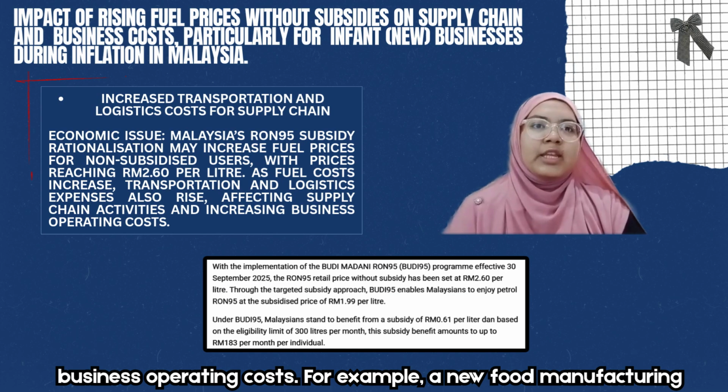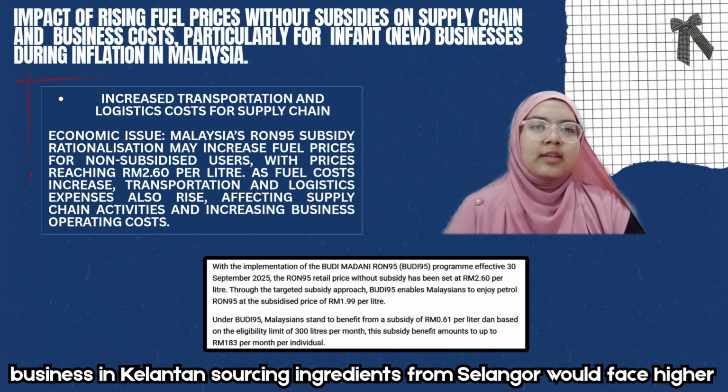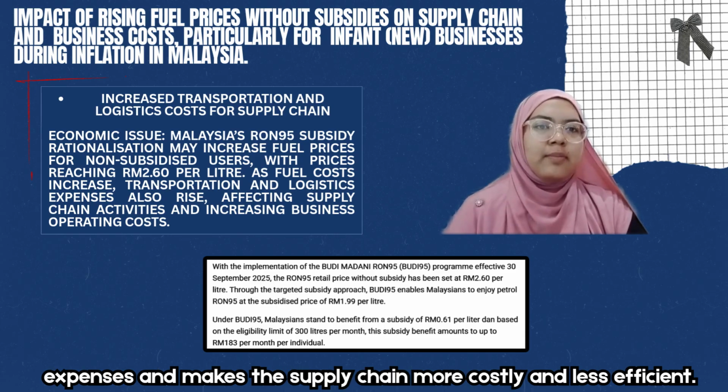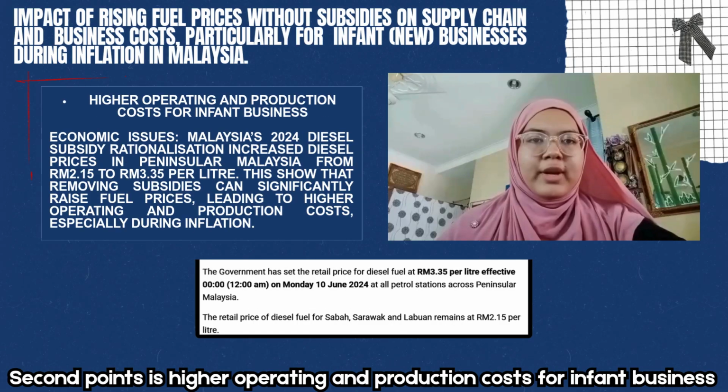For example, a new food manufacturer in Kelantan, sourcing ingredients from Selangor, would face higher delivery charges due to increased fuel costs. This raises logistics expenses and makes the supply chain more costly and less efficient. The second point is higher operating and business costs for infant businesses.